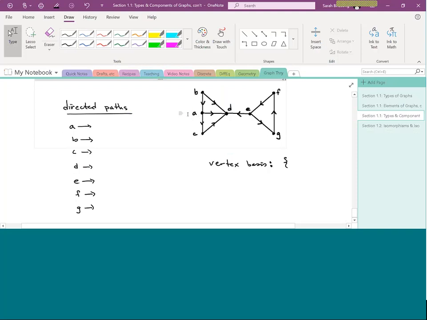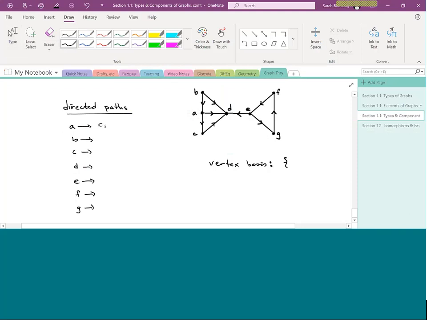Anybody have a guess? Yep, at A, you can totally go to C. You can also go to D. You're not going to be able to cross this directed edge because it goes the wrong direction. You're also not going to be able to go up to B. So A will be able to reach both C and D.